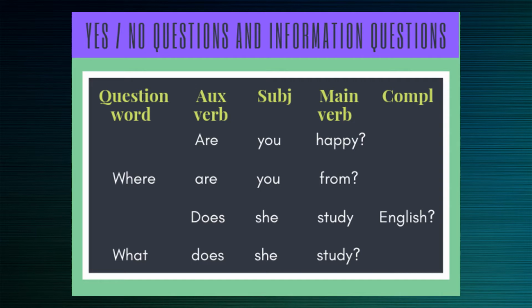In the other case, we have the WH words that are going to conform the information questions. Where are you from? What does she study? In this case, the answers are going to require extra information. The way in which we organize them is according to this chart. Question word, if in case of information questions, the auxiliary verb for all of them, subject, and then the main verb, and of course a complement if necessary.